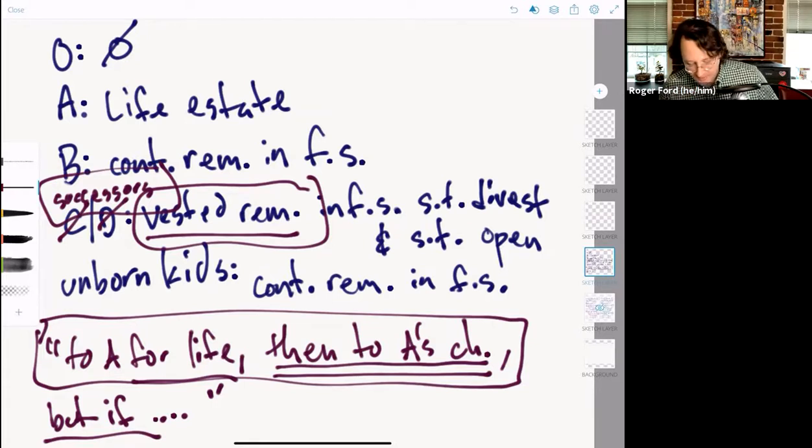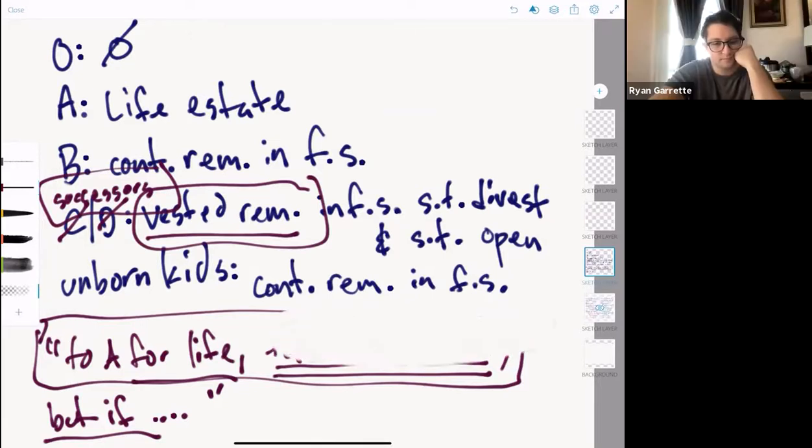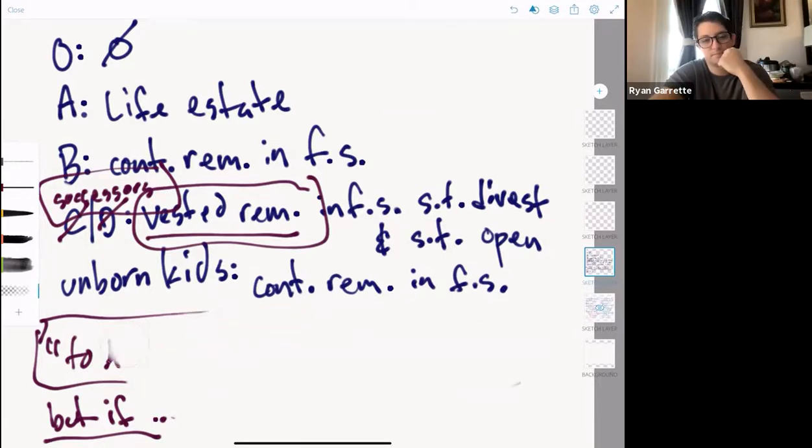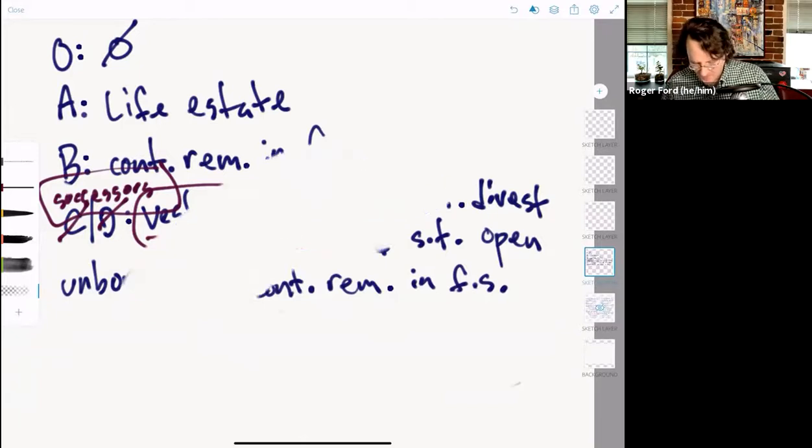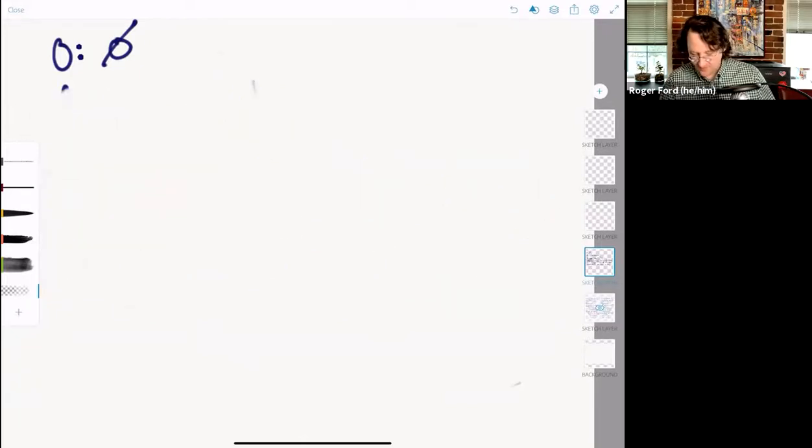So, okay, what happens if A has C and D, and then C dies, but D has not died? I'm just going to rewrite all of this so I can get rid of all the scribbling on top of it.